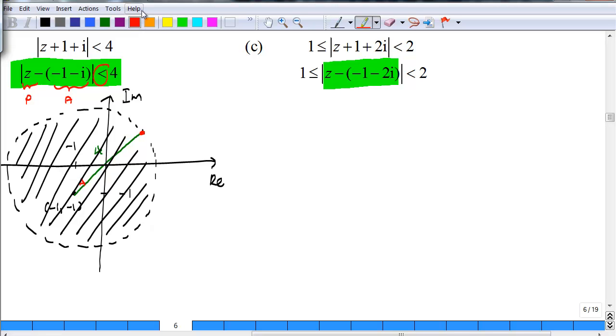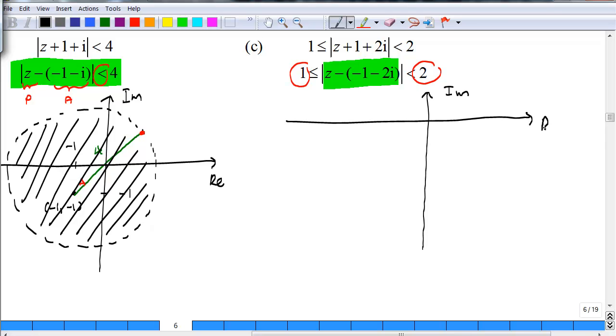But in this case you actually see that we need to draw two circles. One of the circles is of radius 2 and the other circle is of radius 1. So let's start to draw this circle. Imaginary, real. The center is -1 and -2 here. This is the center, and we always label the center as A. Z is represented by the point P. So let's draw the bigger circle first, radius 2.